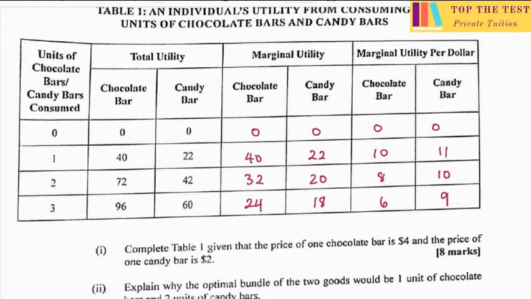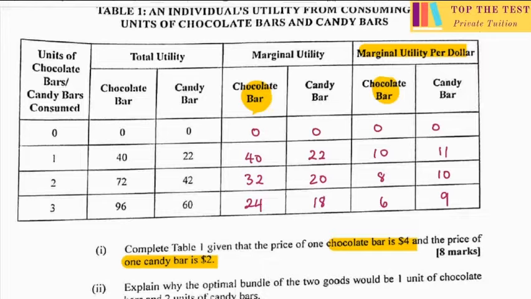So now we're going to look at the MU per dollar for chocolate bar and candy bars. Now the key to this question is paying attention to what is given in the question below in terms of price. So notice that a chocolate bar costs $4 and the price of one candy bar is $2. You have to keep that in mind while you are working this out. So what you're going to do to figure out this column for MU per dollar is take the marginal utility values. Let's say we're looking at chocolate bar first. You're going to take the MU for chocolate bars for each quantity, and then divide it by the price, which would be $4. And when you move on to candy bar, you're going to look at the MU for candy bar divided by the price of a candy bar, which is $2.